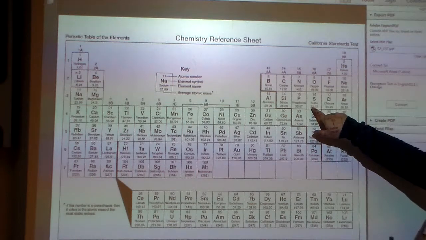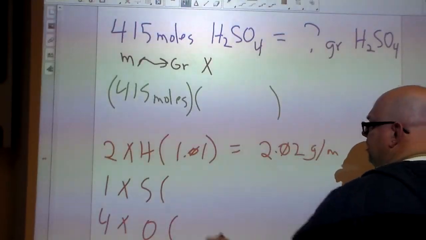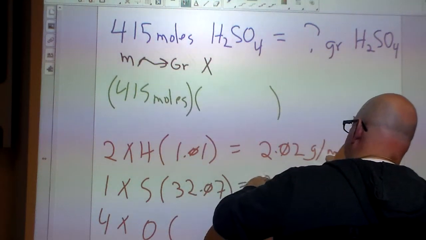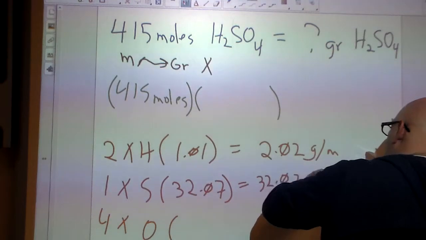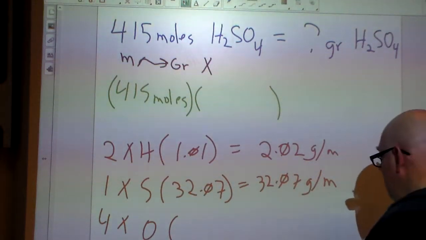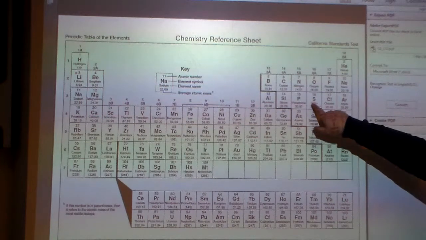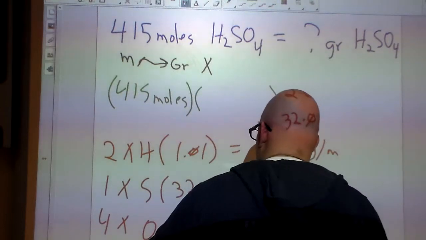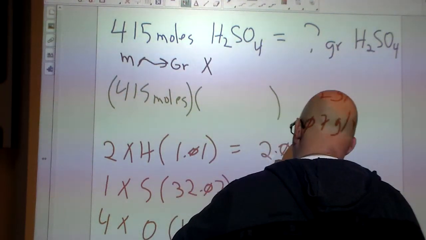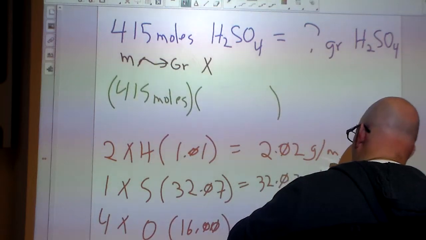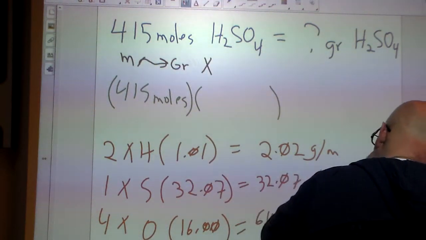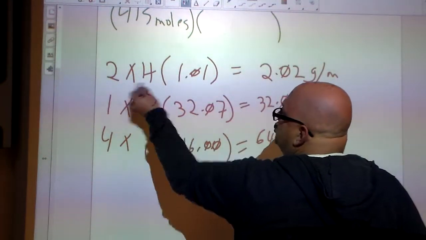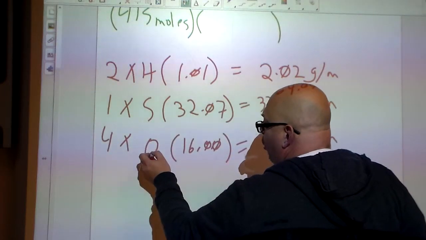Here it is, sulfur, 32.07. Let's put that in: 32.07 grams per mole. That's for the sulfur, the stinky stuff. Oxygen, here we are, it's right above sulfur. It's 16 even. Oh, that makes it so much nicer. So if each oxygen is 16, that's going to get us 64.00 grams per mole.